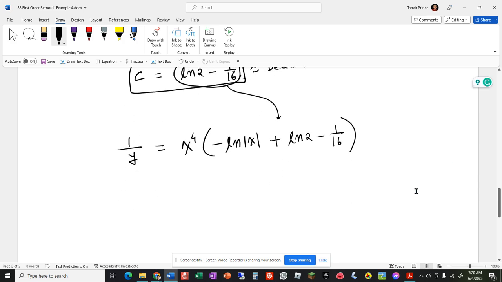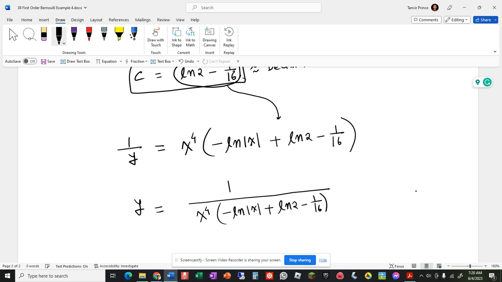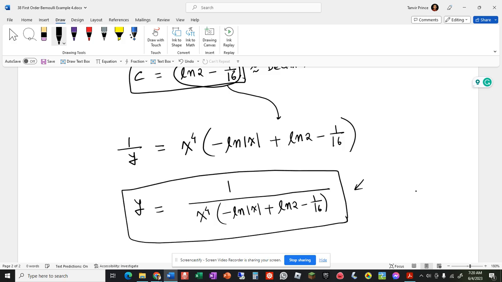And how can I make it explicit? You just flip around. So if I flip, I get y equal to, and all of them goes in the denominator. So 1 over that whole thing. And that's it. That's an explicit specific solution. And that will be my final solution.